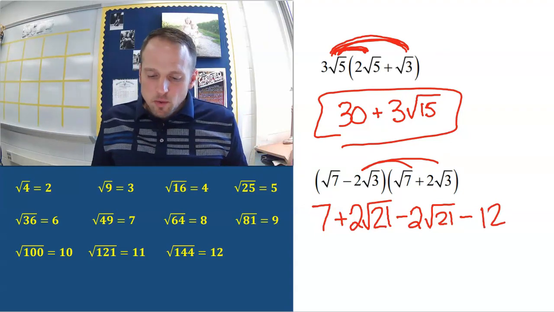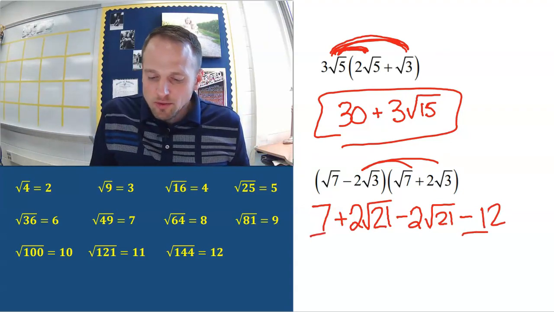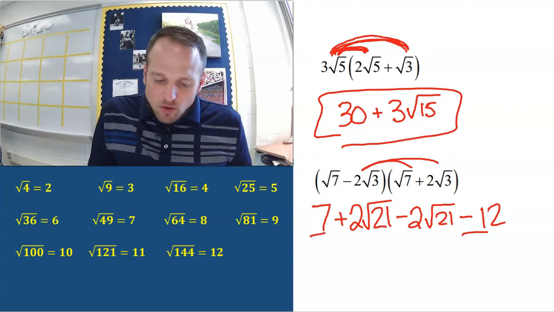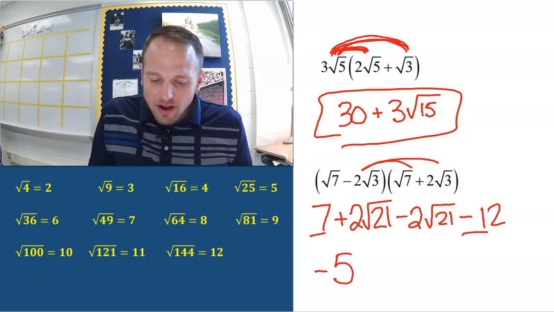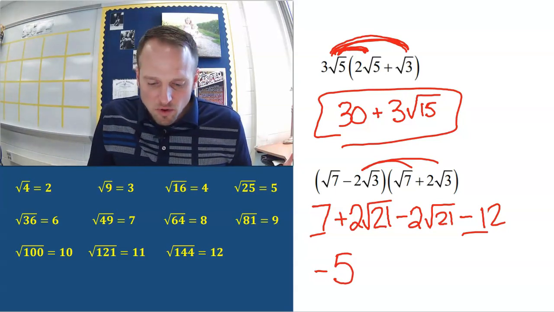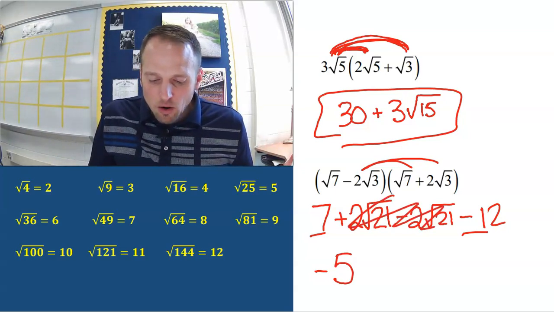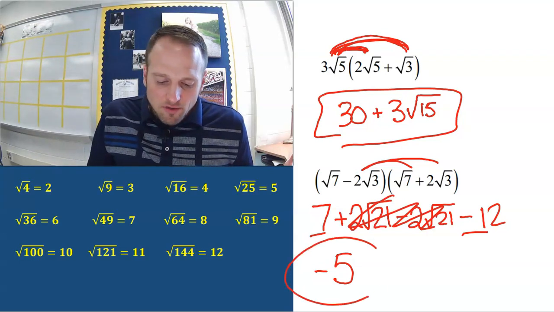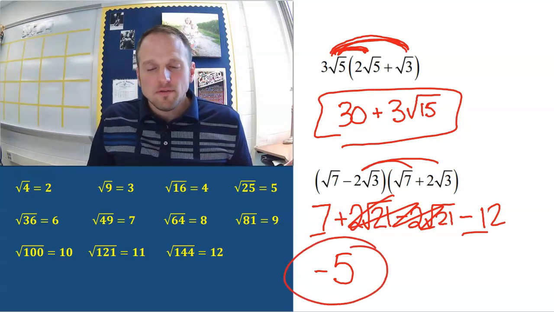Okay, so let's see what we have here. Let's combine our like terms. We've got a 7 and a negative 12, so that's going to be a negative 5. And then we have a 2 root 21 minus 2 root 21. Well, 2 minus 2 is 0. It just cancels out, and all we have left is negative 5.